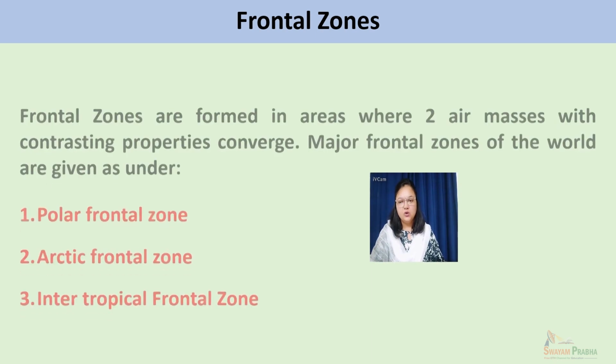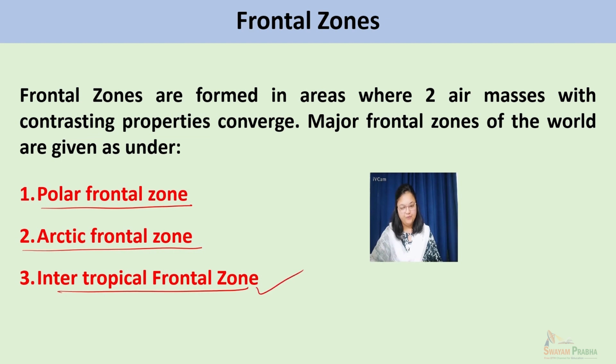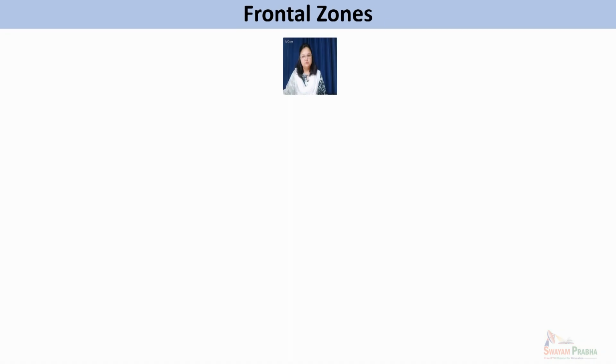So as we know now, fronts are not formed everywhere, but they are formed only in those areas where two air masses of different physical properties try to converge. So major frontal zones of the world are primarily three. First one is the polar frontal zone, second is the Arctic frontal zone, and third is the intertropical frontal zone. So the frontal zones of the world are closely associated with the source regions of different air masses.